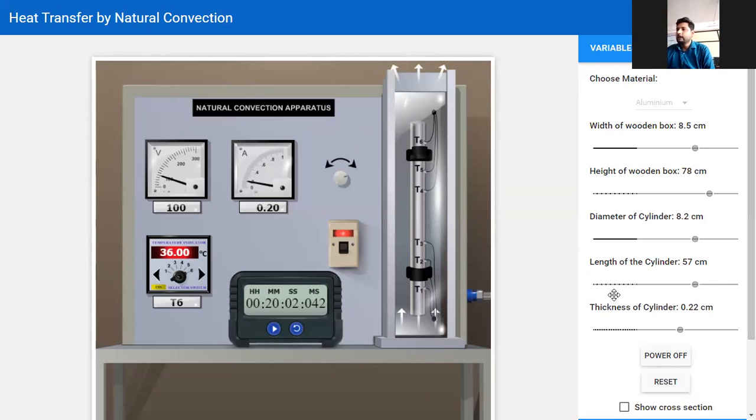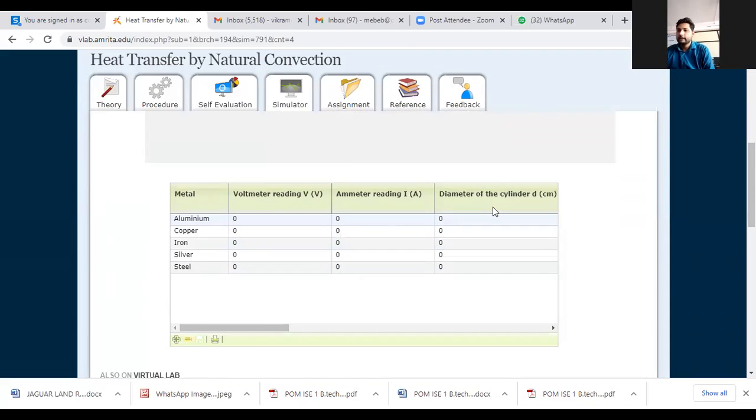Is there any question, any doubt? Then we can close this simulation now. Okay, so here it is running.